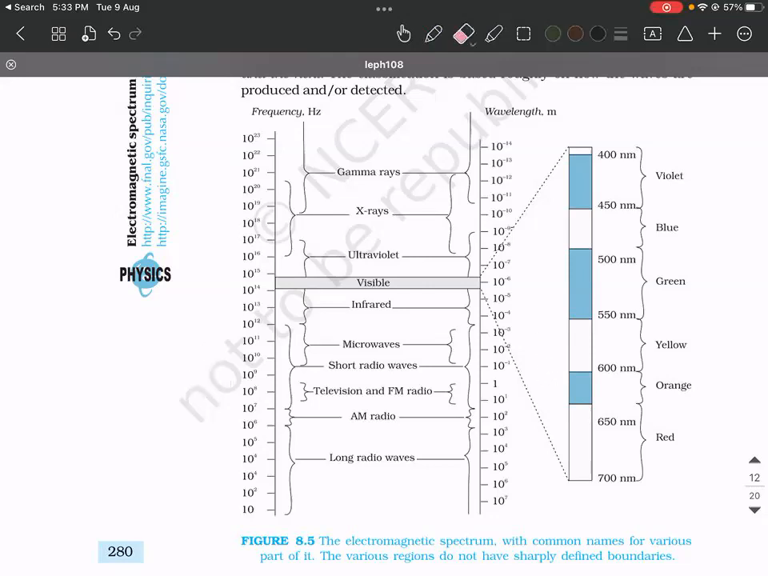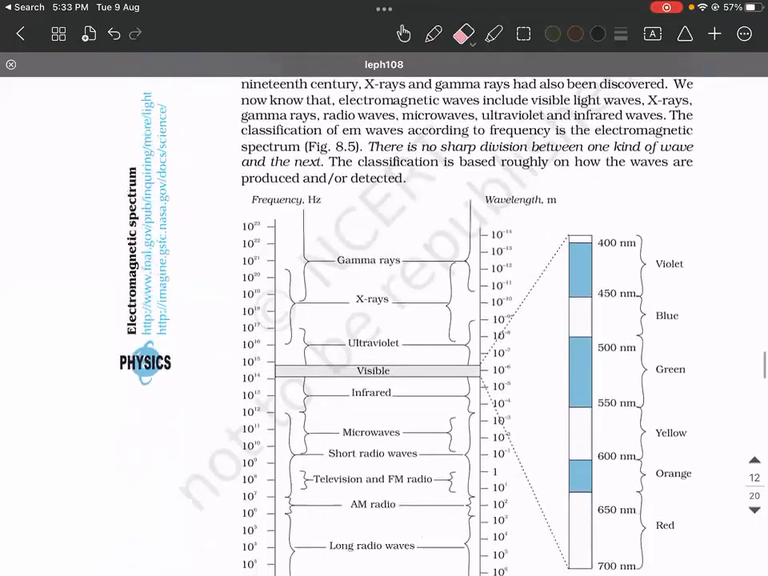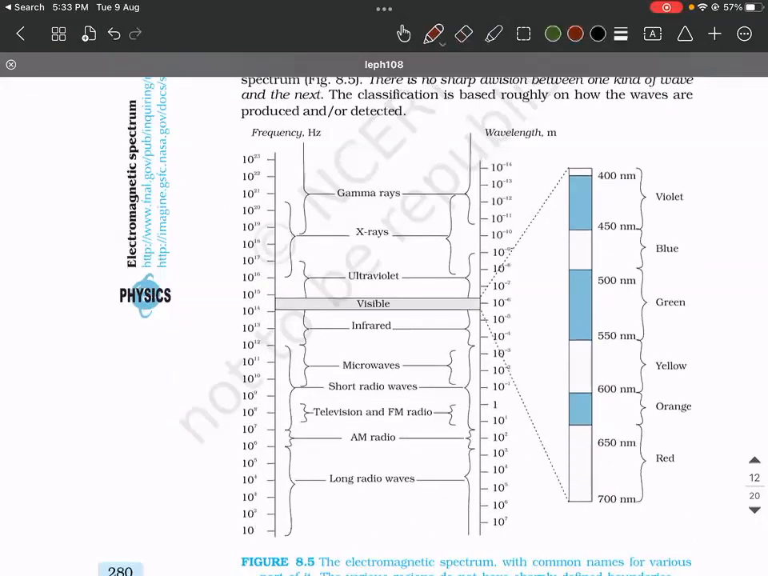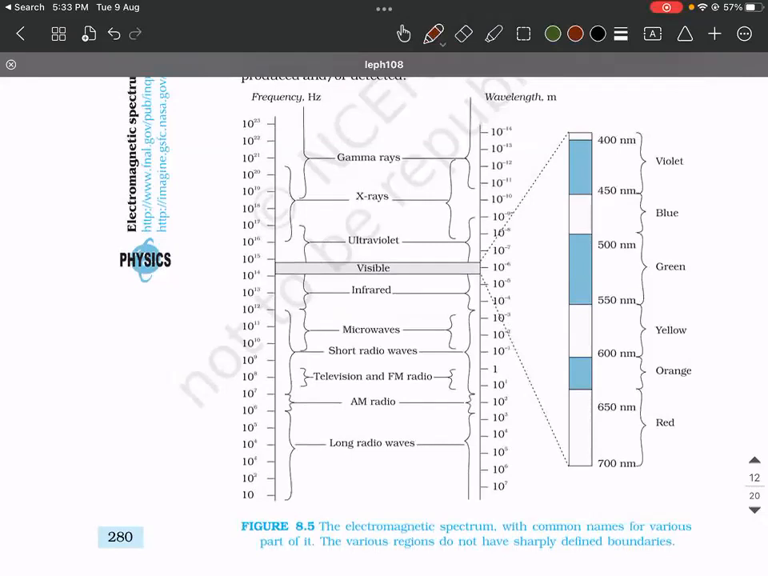Now listen. Depending on what charged particle is put into oscillation, I repeat, depending on what charged particle is put into oscillation and what frequency is getting generated, they are classified into different segments. What are they? First you have radio waves. Then you have microwaves. Then you have infrared. Above infrared you have visible. Above visible you have ultraviolet. Above ultraviolet you have X-rays, and above X-rays you have gamma rays. So this is the increasing order of frequency.